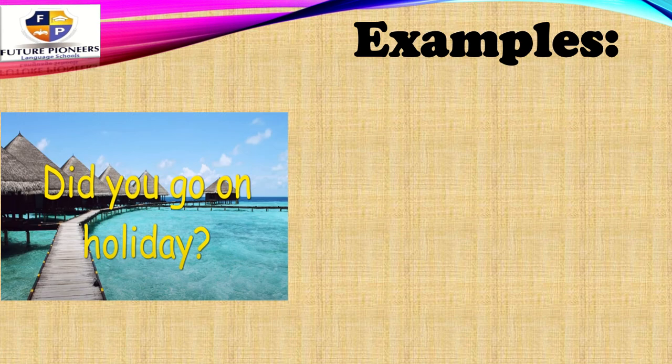Examples for the auxiliary verb: do you go on holiday? Did you go on holiday? I'm asking you, did you go on holiday? You will answer with yes or no. Did you go or not? If yes, you will say yes, I did. If you didn't go, you will say no, I didn't.